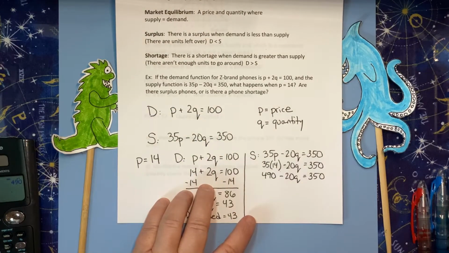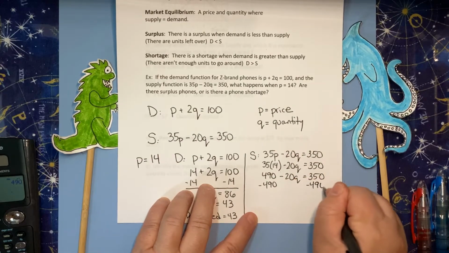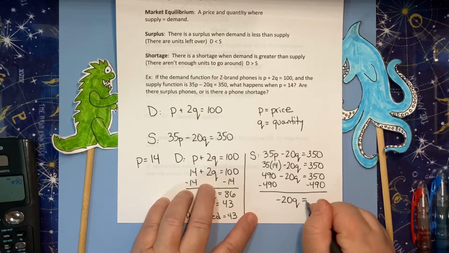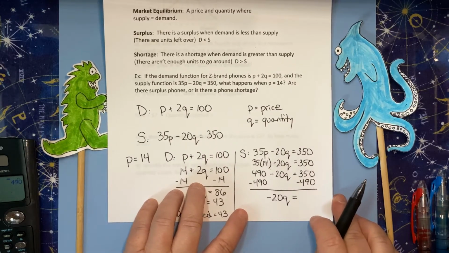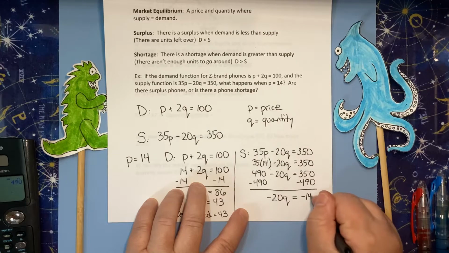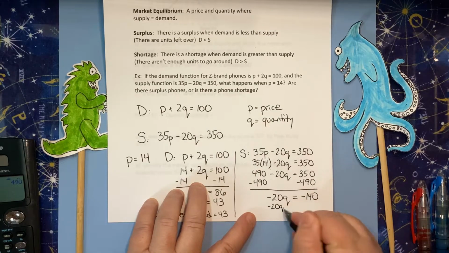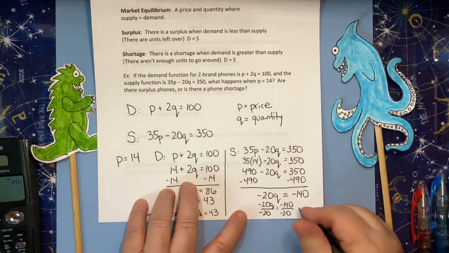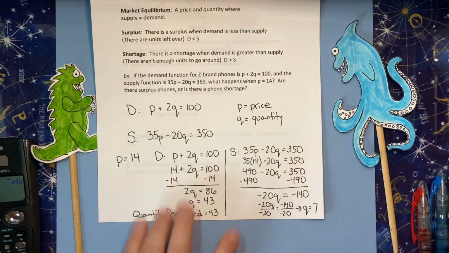You could do it a couple different ways. I'm going to just brute force it. I'm going to subtract 490 from both sides, and I'll get negative 20Q equals negative 140. There's no shame in checking that on a calculator. Then I've got negative 20Q over negative 20 equals negative 140 over negative 20, and I get Q equals 7.